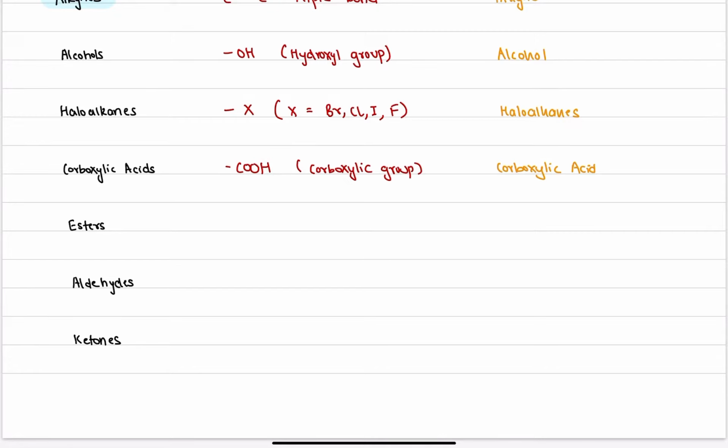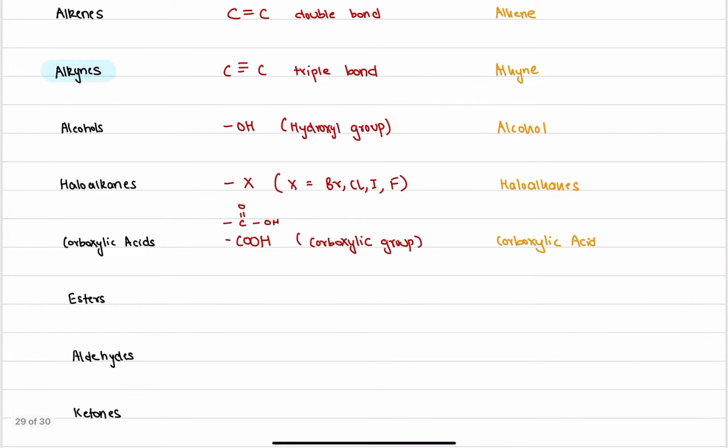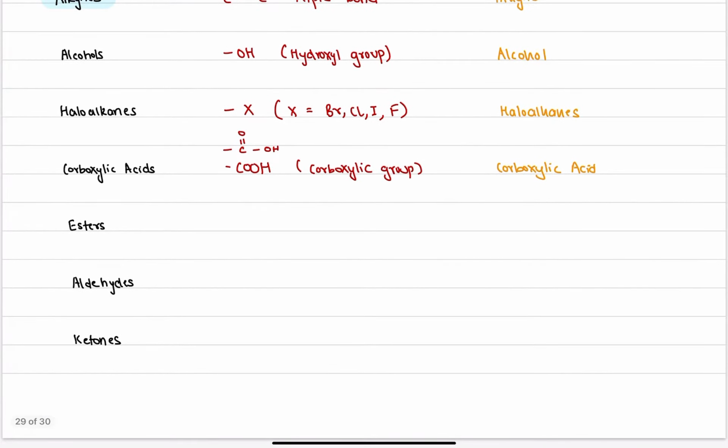Let me also write down the expanded form. It looks something like this: COO and then OH, and this is attached to an organic molecule. Whatever is on this side of the dash is basically the organic molecule, that which is usually a carbon atom. All right, I hope things are making sense up till this point, because we have not introduced any new organic or homologous series which you are not aware of.